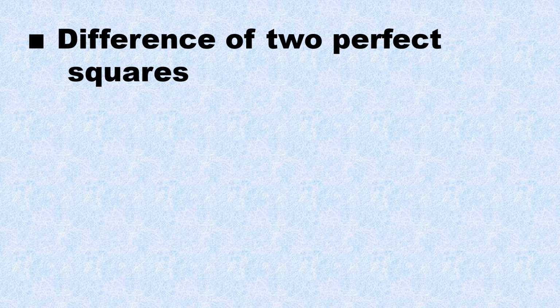Okay, let's move on to the difference of two perfect squares. So the hint is in the name. It's the difference, which means it's a minus of two perfect square rootable numbers on each side. So very important, it has to have a minus in the middle, and both sides have to be perfectly square rootable.